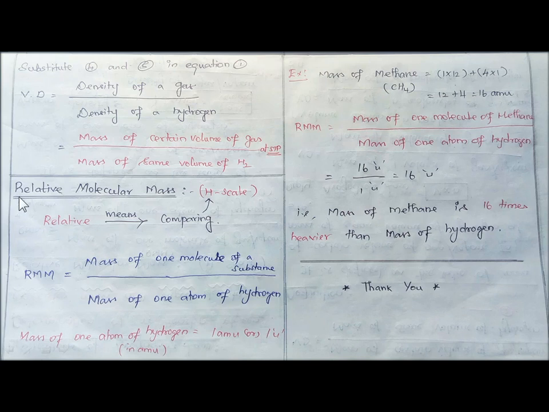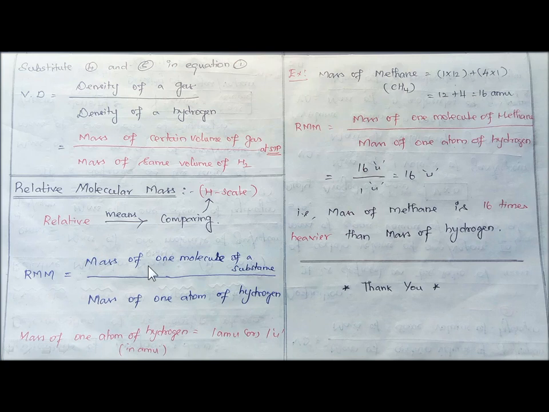Now next is relative molecular mass. I told you already what is called relative. Relative means comparing. With what are we comparing? Hydrogen. So relative molecular mass is nothing but mass of one molecule of a substance divided by mass of one atom of hydrogen. What is the mass of one atom of hydrogen? It's nothing but 1 u.